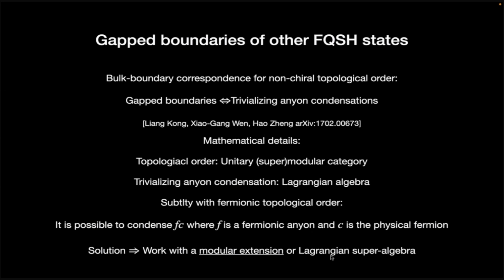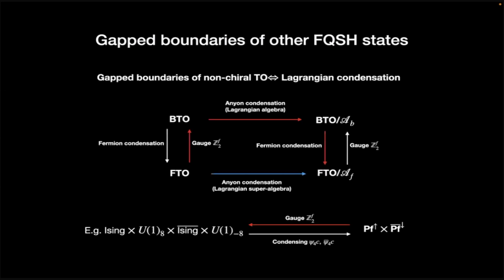Lagrangian superalgebra basically allows condensation of fermionic anyons, and a modular extension is essentially obtained by gauging fermion parity in this fermionic topological order to get a bosonic topological order, and then we can study a usual Lagrangian algebra in the bosonic topological order. This can be summarized in this diagram.